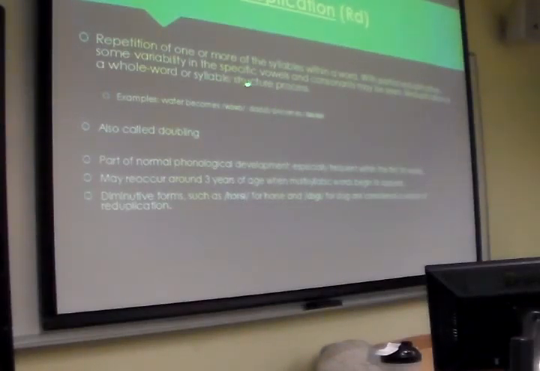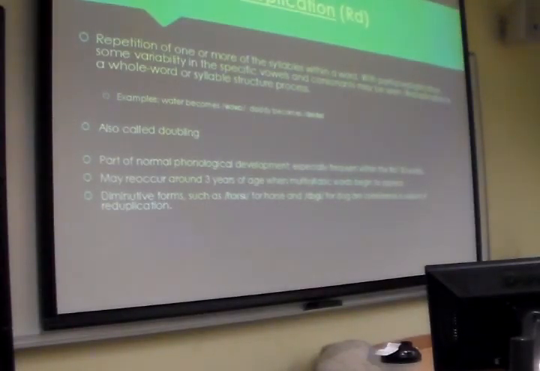Okay, so this is when one or more of the syllables within a word is repeated. This is really common in early development. Like when a child says wah wah instead of water, that's reduplication. They took one of the syllables and repeated it. With partial reduplication, you might see some variability. So you may not necessarily see a child say tur for water. You're usually going to see wah wah, but you will see some variability of what kids are using.